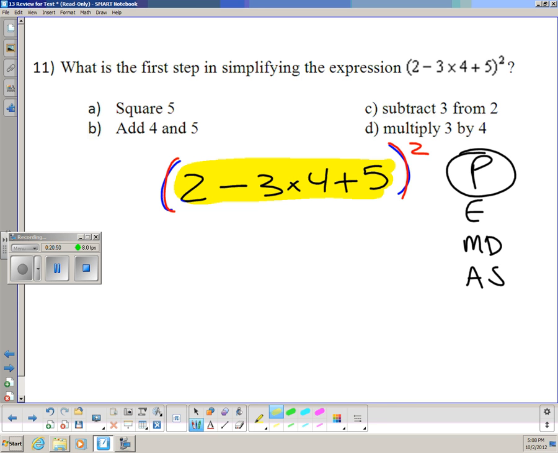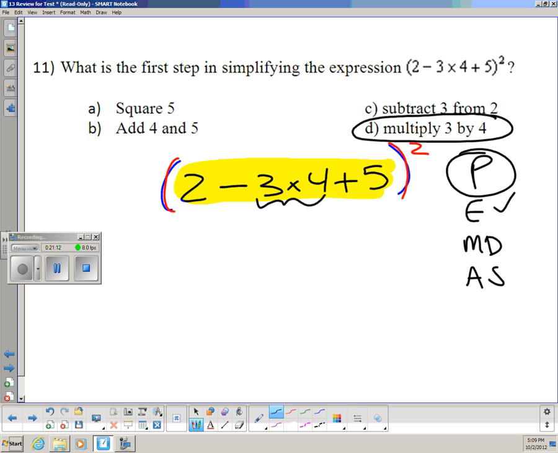Now I look inside and I say, are there any exponents? And there are none. So I go to my next check, multiplication and division. Are there any multiplication or division problems? And there absolutely is. In the middle is 3 times 4. So that would be my first step. So multiplying 3 by 4 is the first step.